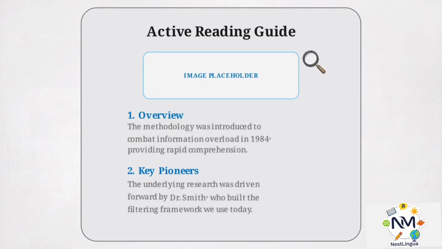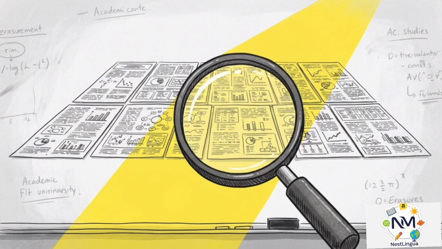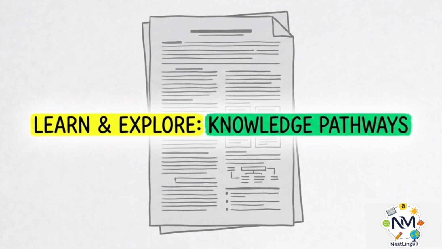The second technique is scanning. Hunt for specific data, sweeping past text until you lock onto a target, like a name or date. The third technique is finding the gist. This requires you to zoom out and ask, if you had to summarize the overall meaning of this entire passage in a single sentence, what would it be?